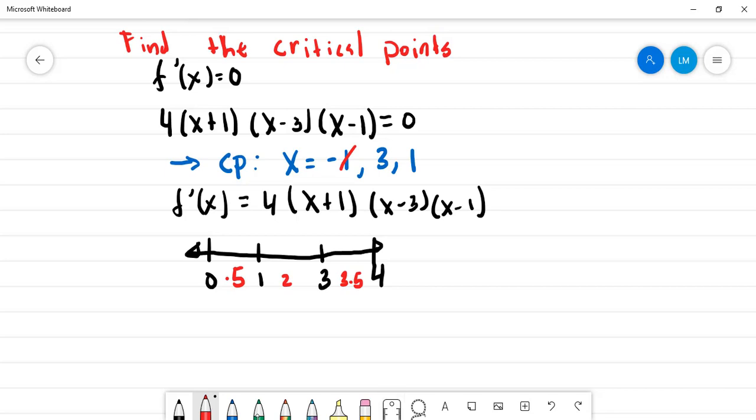Well, in class we usually just plug it in to here, and then we just say positive, negative. So it looks like if we plug in a half, it's going to be positive times negative times negative, which is going to be positive. But if we plug in 2, that's going to be positive, positive, negative, positive. So that's going to be negative.